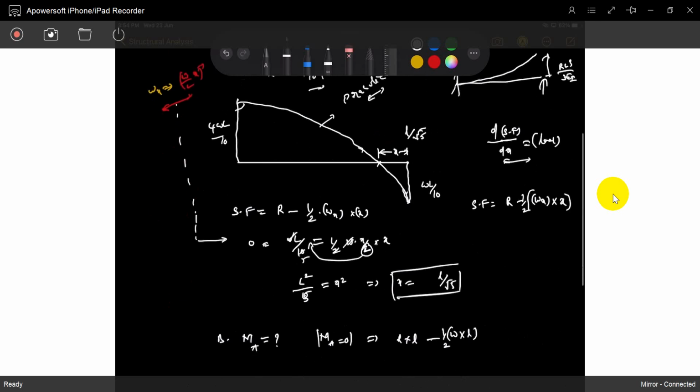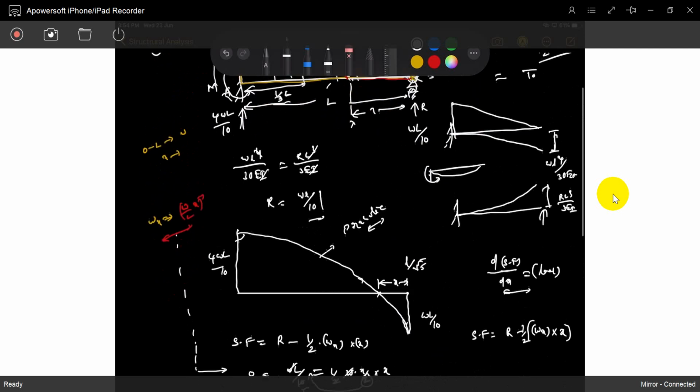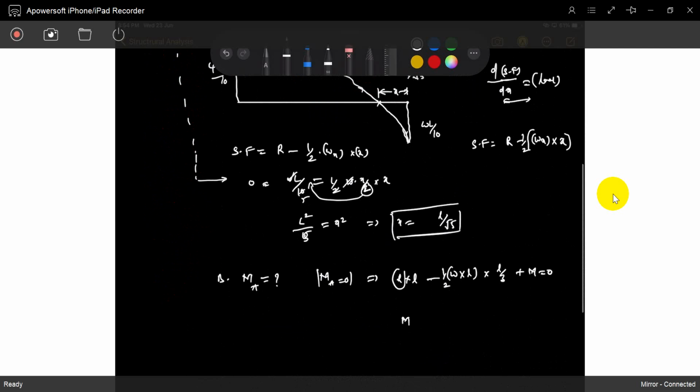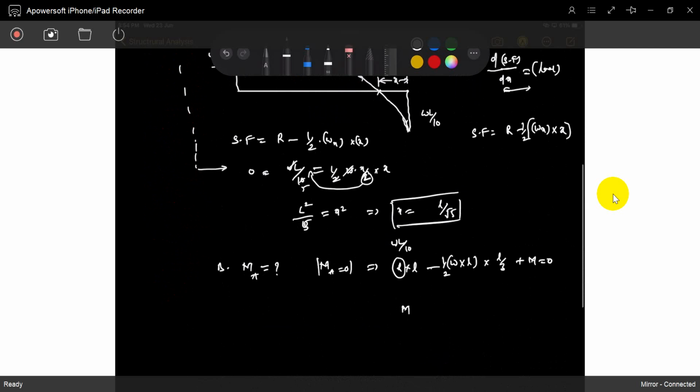So minus of that on L by 3. Okay, so of L by 3, and next M equal to 0. So what is M? R is WL by 10. What is M? Check it, what is M? It is WL squared by 15.